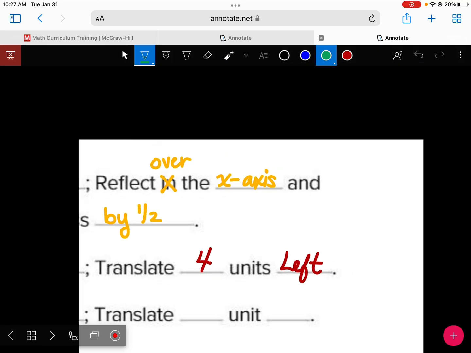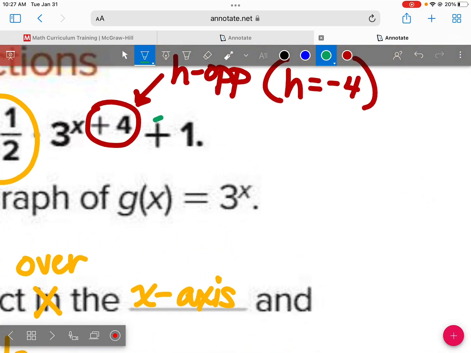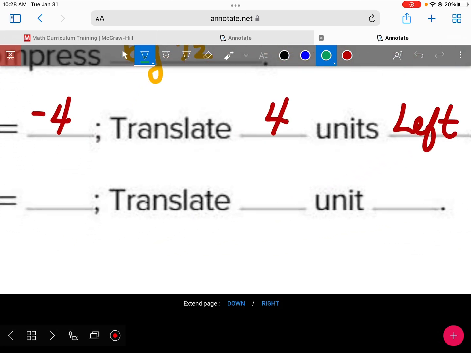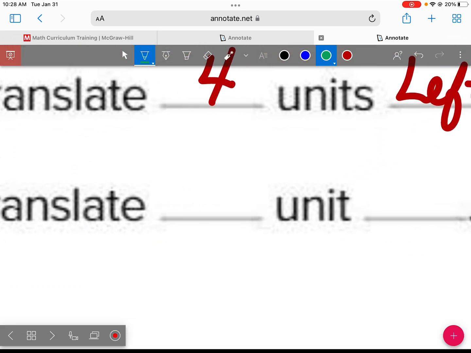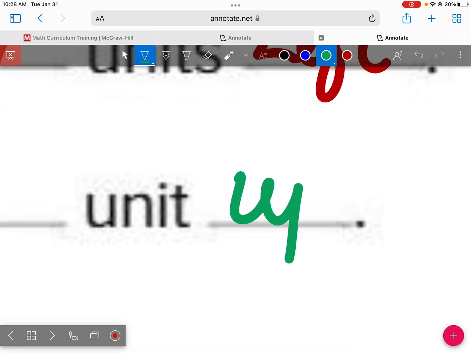And what is our k value? 1. What will that do to the graph? It's going to go up 1, yes. Go 1 unit up. And here they have the graph to go with it.